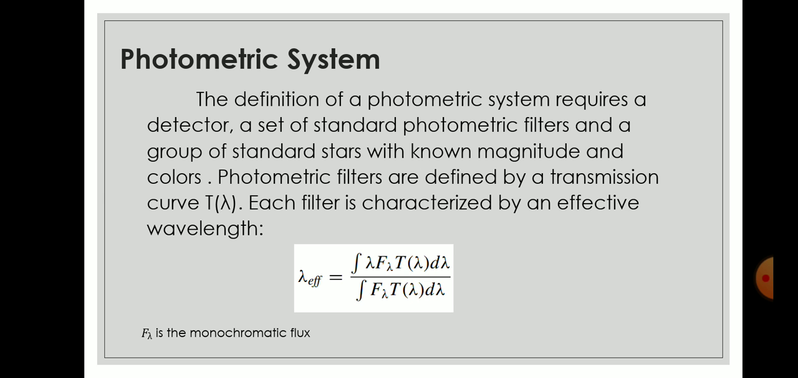And so for the photometric system, the definition of a photometric system requires a detector, a set of standard photometric filters, and a group of standard stars with known magnitude and colors. Photometric filters are defined by a transmission curve P of lambda. Each filter is characterized by an effective wavelength, where F sub lambda is the monochromatic flux.